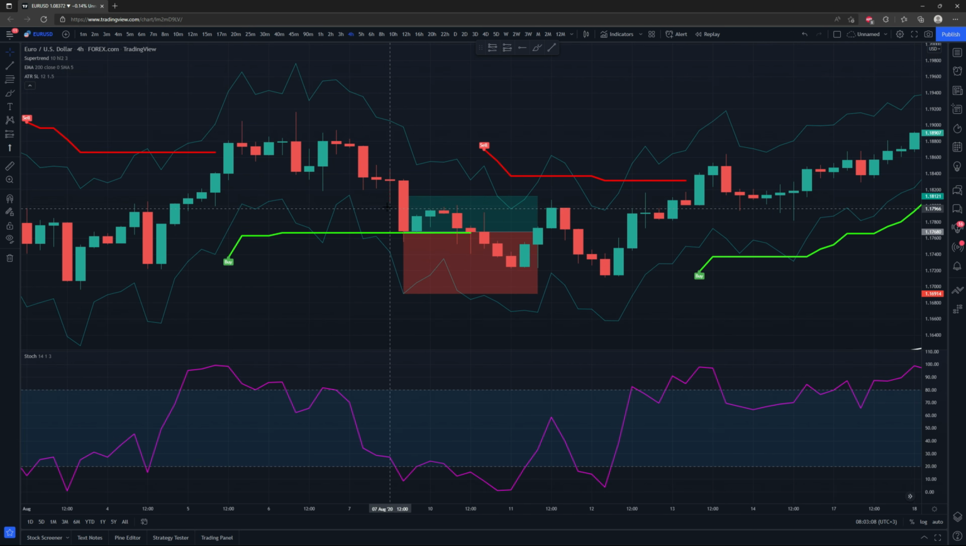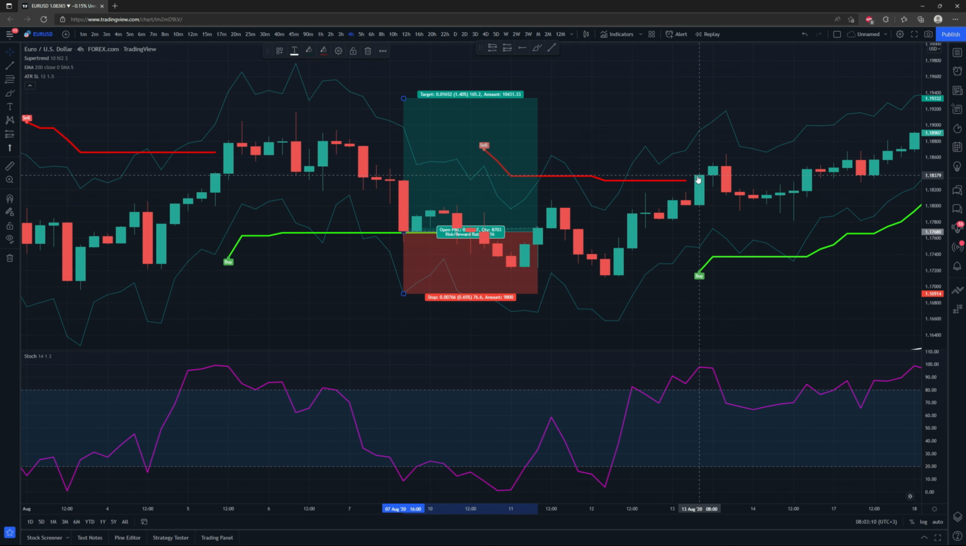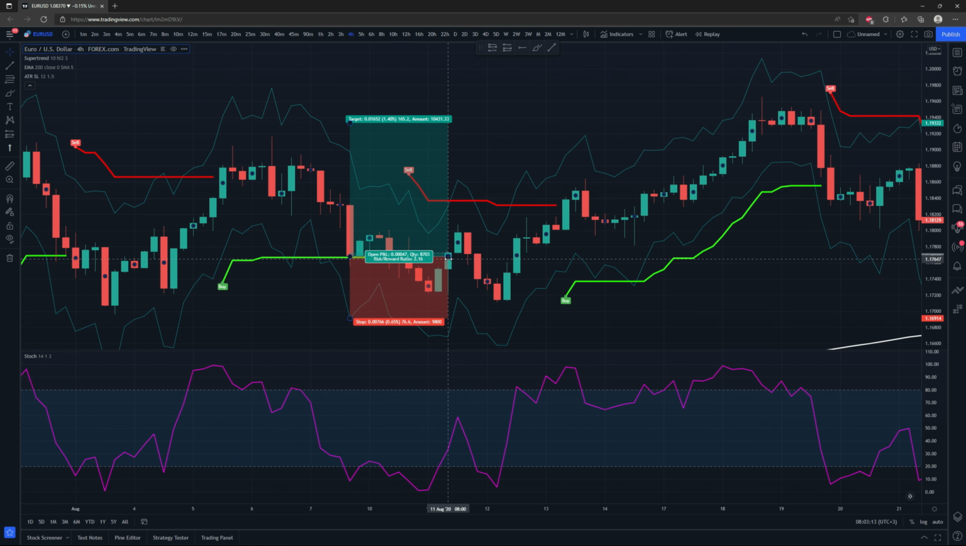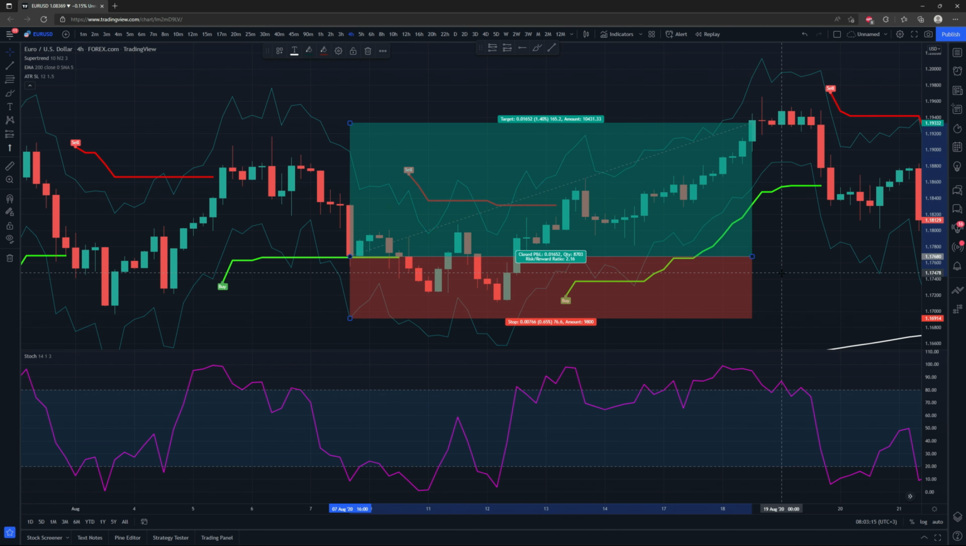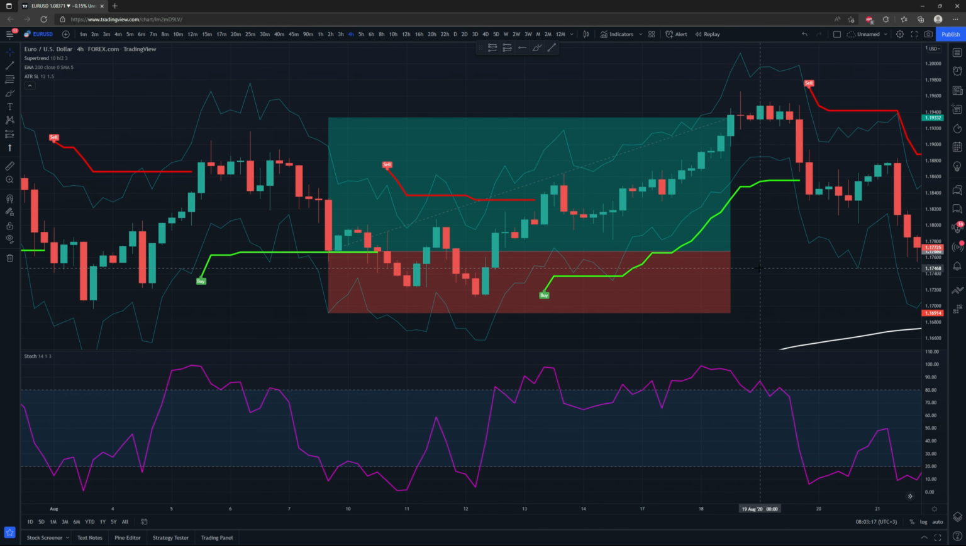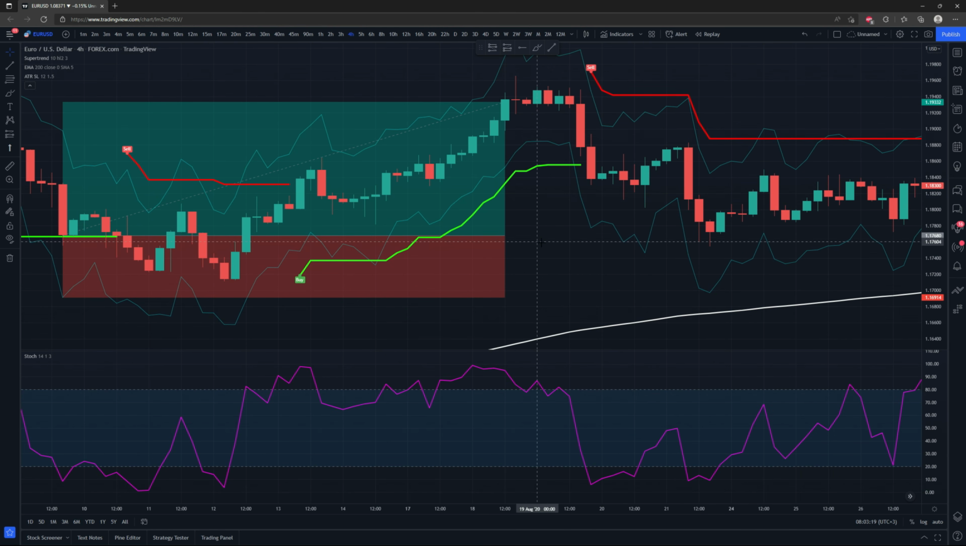Stop loss to the stop loss indicator, targeting 2 times the risk. And this one takes a while to play out, but eventually does actually hit the profit target. Okay, we see one more here, and it is actually a false entry.